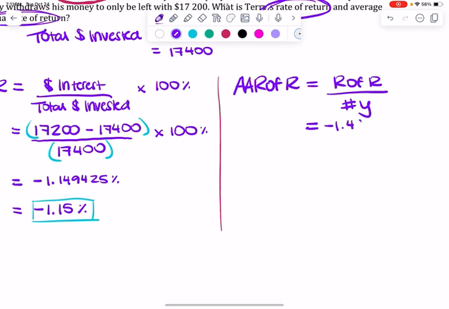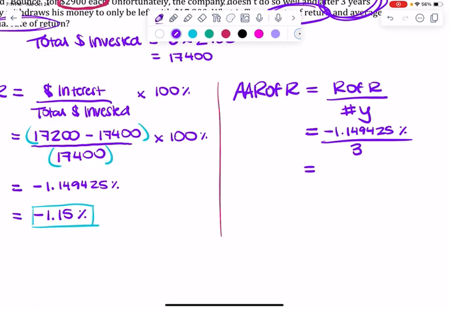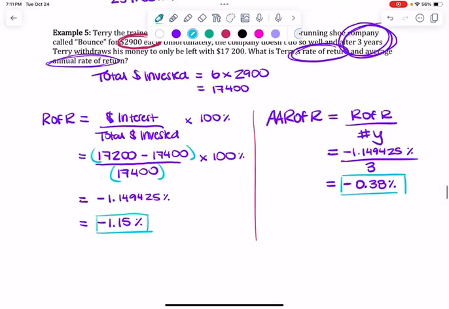I have negative 1.49. Nope, I forgot a 1. Negative 1.14945. Did I write that down properly this time? Sure did. Percent. Divided by my number of years. So Terry the trainer had invested that over the span of 3 years. So we're going to divide that number by 3. And we're still expecting a negative, right? A negative divided by a positive still going to get me that negative. And again, that is okay. And this is my final answer. I'm not going to do anything further with it. So I am going to round it to 2 decimal places right away. So Terry ends up losing about 0.38% every year. And that's what that negative implies, that he is losing money. And here's my final answer.